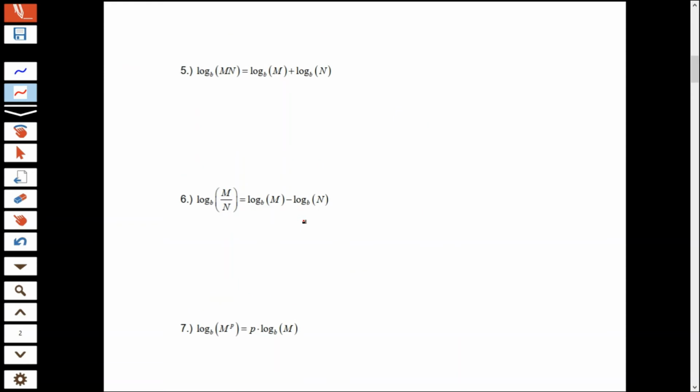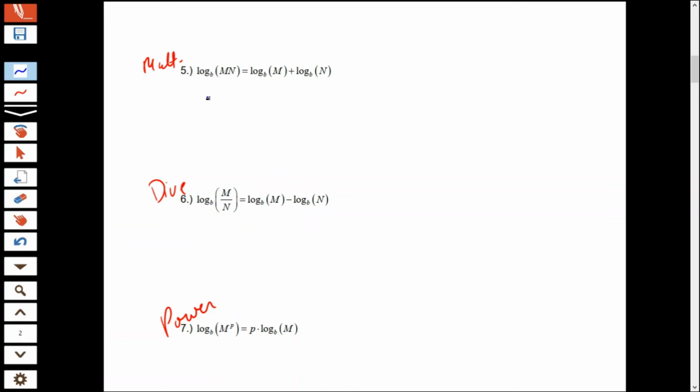Now we're going to do a multiplication property, a division property, and a power property. Okay, these come from the multiplication, division, and power properties for exponents. So this one here says the exponent that you would have when you do the product, right? Log base b of a product is going to be equal to the sum of the individual exponents. Okay, so that is, you know, log base b of m times n is equal to log base b of m plus log base b of n.